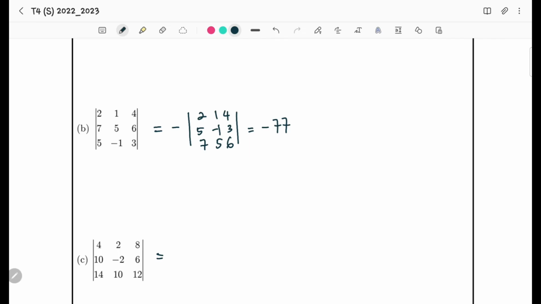So you have 3 rows, so 2 to the power of 3 times the determinant of 2, 1, 4, 5, negative 1, 3, 7, 5, 6. So you just need to multiply the determinant by 8. Then you get 616.